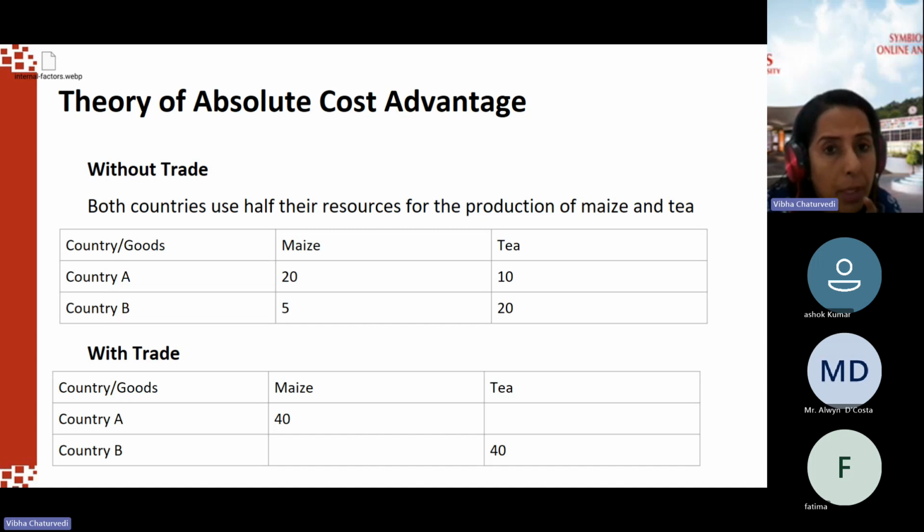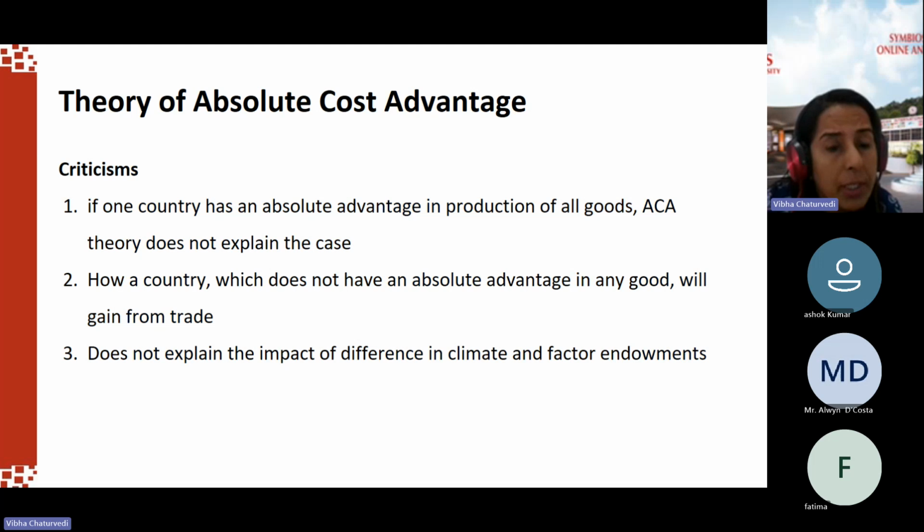But it had its own restrictions. There can be a scenario where one country has an absolute cost disadvantage in the production of any two commodities. Will they trade, or will trade thrive or benefit the nation which has an absolute cost disadvantage? It failed to explain that.